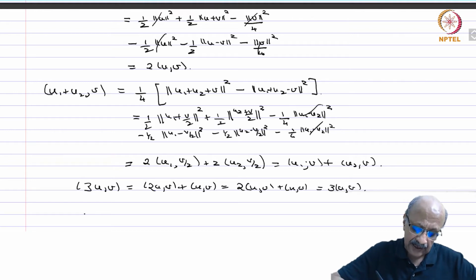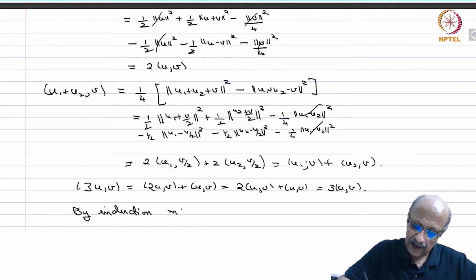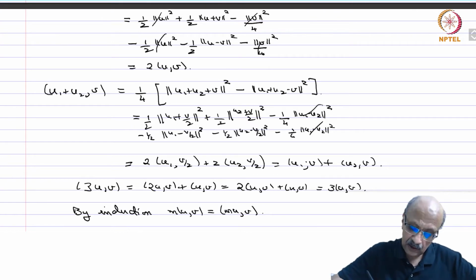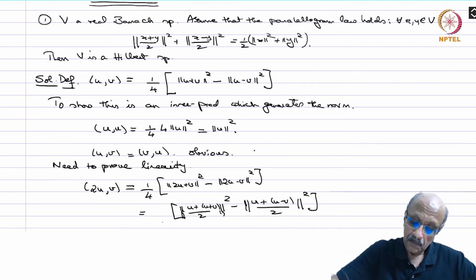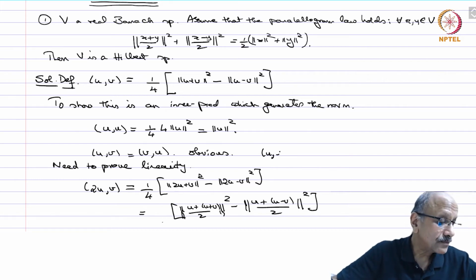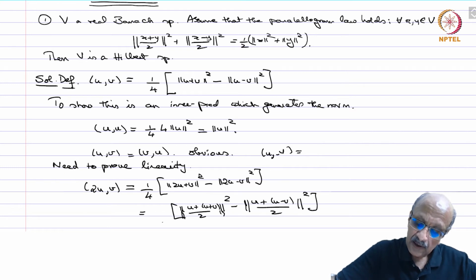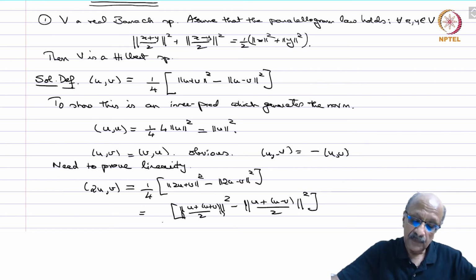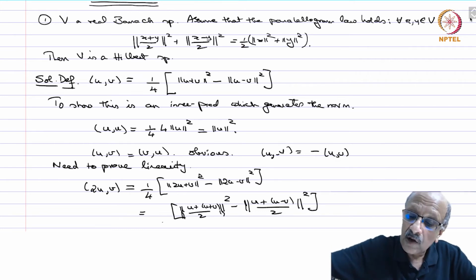So now if you take any integer m, by induction m times (u,v) equals (mu,v). And also you have (u,-v). If I put minus v in the definition, so let me write it here itself, (u,-v) is equal to minus (u,v) from this definition, because this will become plus and this will become minus, and so that is just minus (u,v). So that also we have.